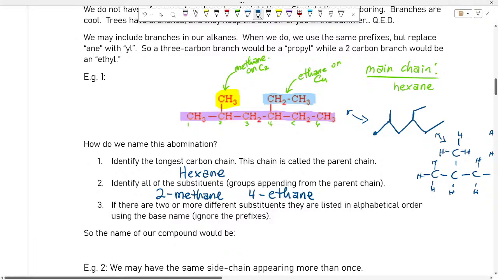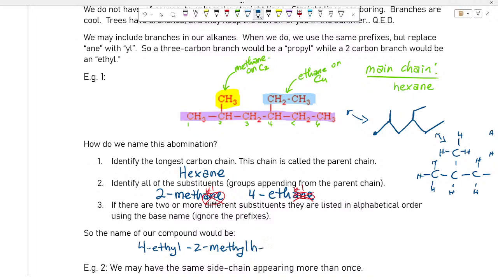If we were giving instructions on how to build this, we'd say make a hexane and then put on carbon 2 a methane and on carbon 4 add an ethane. Now, all we're going to do when we turn this into one name, instead of saying on carbon 2 put a methane, is say put a methyl, which just means it's a branch. When you see YL as an ending, that means this is a branch. On carbon 4, we're going to put an ethane, so we'll call that an ethyl. And then the name will just be 4-ethyl, 2-methyl hexane.